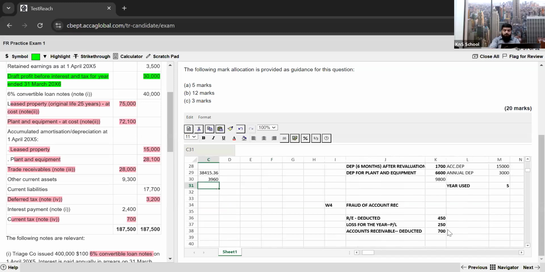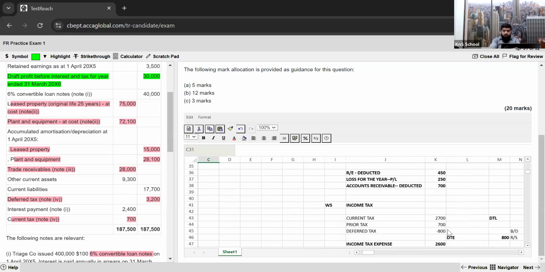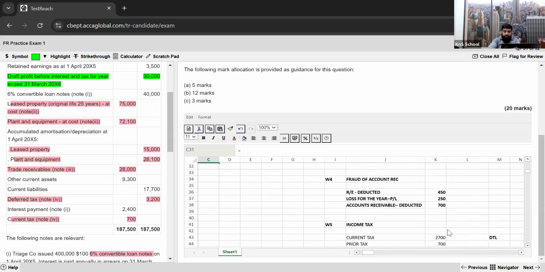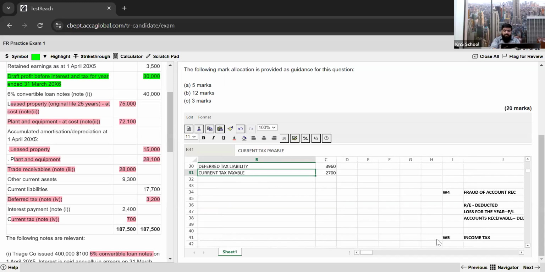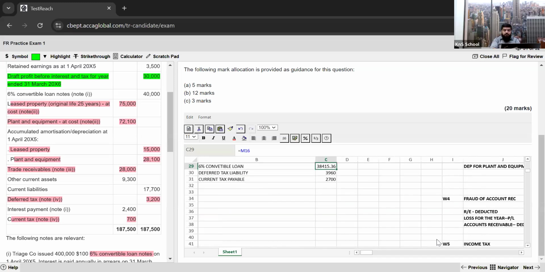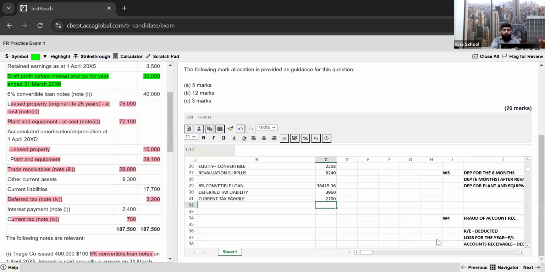The current tax payable was 2,700, which was already given in the question. So there will always be two liabilities recorded for taxation. Number one, the deferred tax liability, and number two, current tax payable.